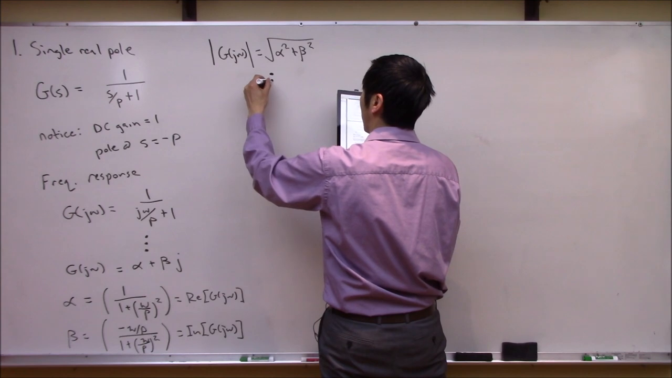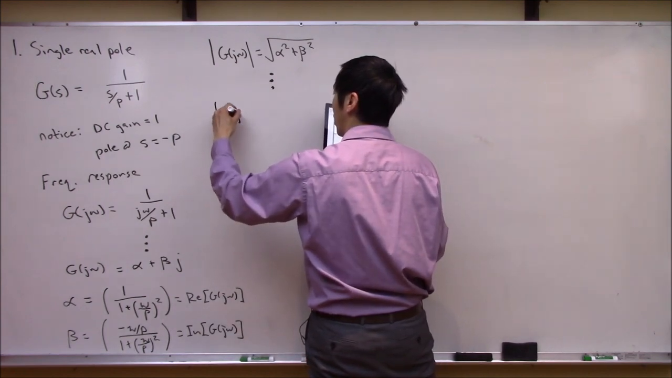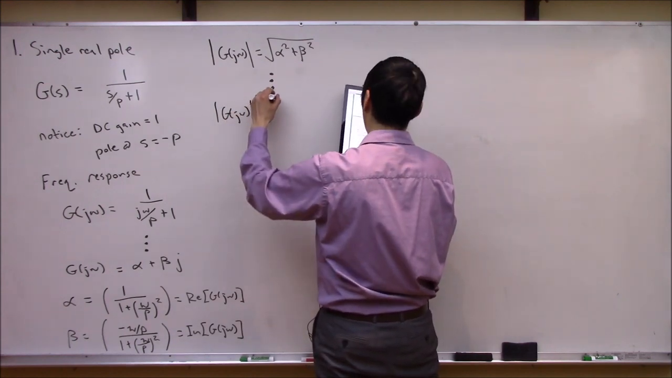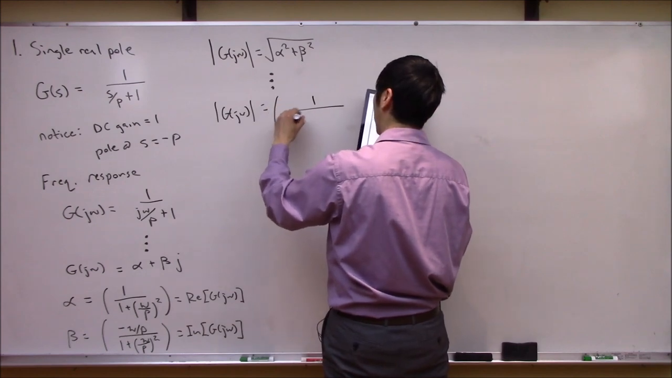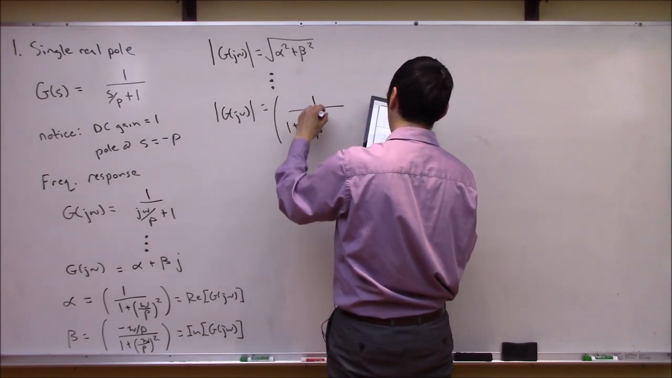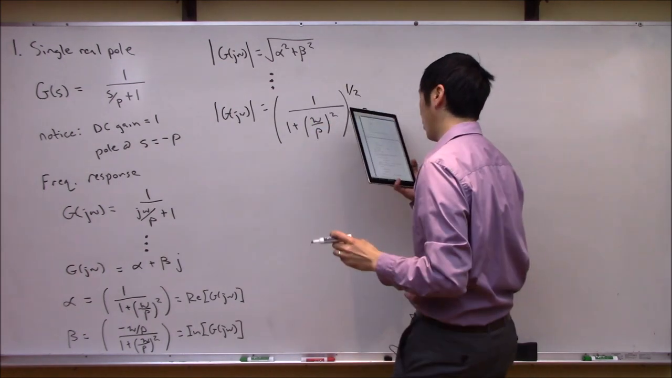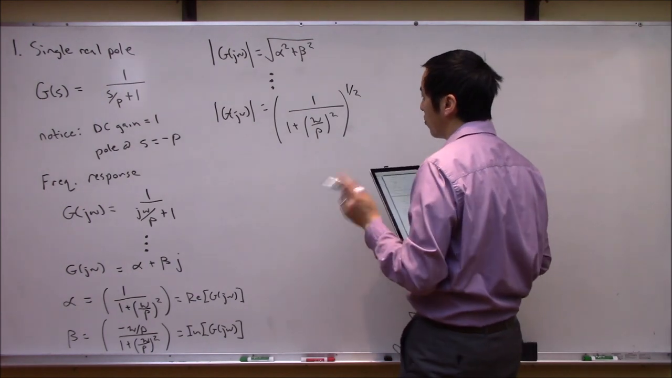I'm going to go dot, dot, dot, just to skip the boring algebra, but the magnitude of G of j omega you can get to look like this. It's going to be 1 all over 1 plus the quantity omega over p squared, and this whole thing is to the 1 half power, or square rooted. Okay, now let's do one more step here.